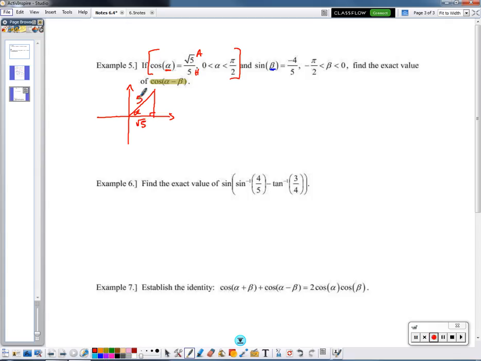Using the Pythagorean theorem, if I square 5, that should be equal to the square root of 5 squared plus the third side squared. It is a y value, so we'll call it y squared. 25 equals 5 plus y squared. Subtract 5, 20 equals y squared, and then y would be the square root of 20. The square root of 20 can be simplified to 4 and 5, so that would be 2 radical 5. So 2 root 5.